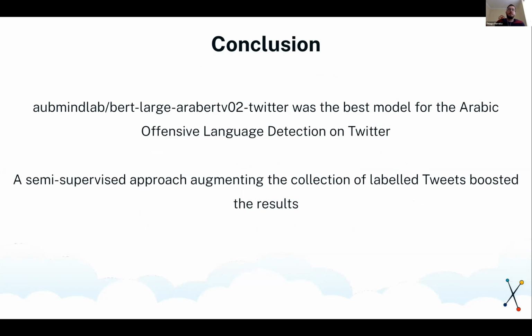And then, just some conclusions that we took from the study that we did. AraBERT pre-trained on Twitter seems to be the best model for this task of detecting offensive language in Arabic tweets. And we also saw that a semi-supervised approach, augmenting the collection of labeled tweets, so increasing the training data, can boost the results.